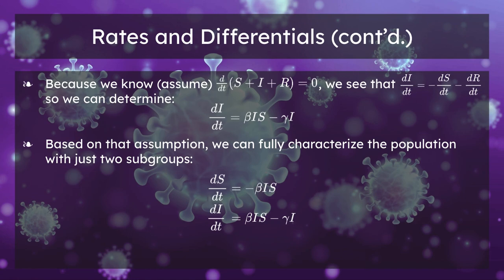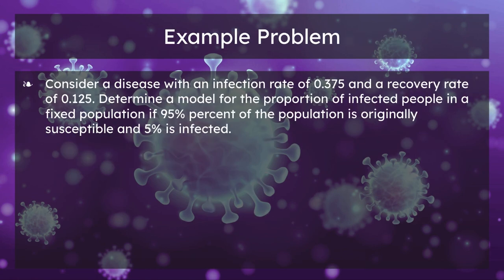Based on that same assumption, we can fully characterize the population with just two subgroups. Here we're just using S and I because we know that the third subgroup is just 1 minus the sum of the other two. Okay, so given that information, let's take a look at an example problem and see how we can apply concepts we learned in class.